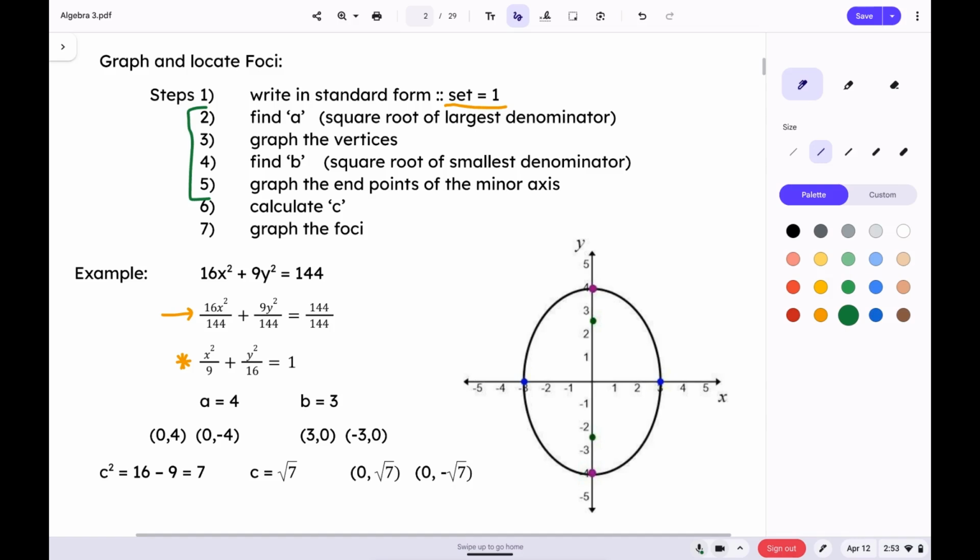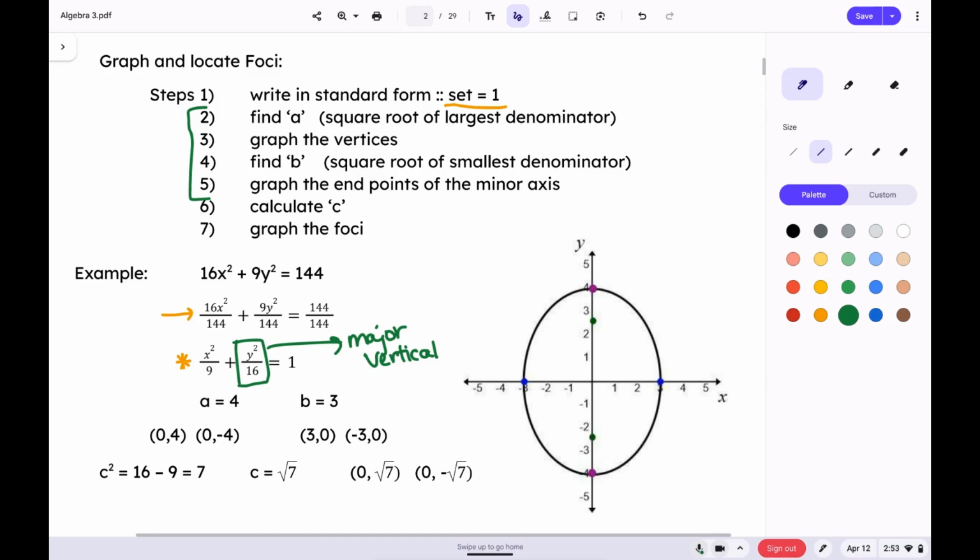So if you look down at your equation here, the 9 and the 16, those denominators, we need to worry about which one's bigger. 16 is bigger than 9, and since 16 is underneath the y, this means we're dealing with a major vertical ellipse. If it was underneath the x, it would be a major horizontal instead. But since the bigger number is underneath y, it's major vertical.